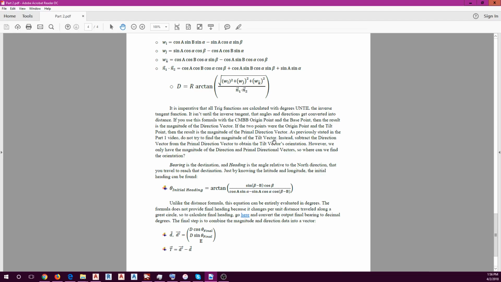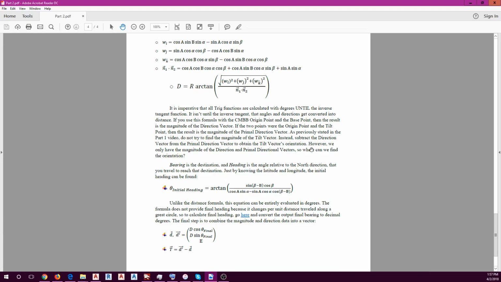the orientation of it. And you can get the orientation of the tilt vector by looking at the diagram that I had in the previous video, where it's basic vector subtraction. Primal direction vector minus direction vector is equal to tilt vector. Cool. Now, this is actually kind of a problem, though, because we only have the magnitude of these vectors. We don't have the direction.